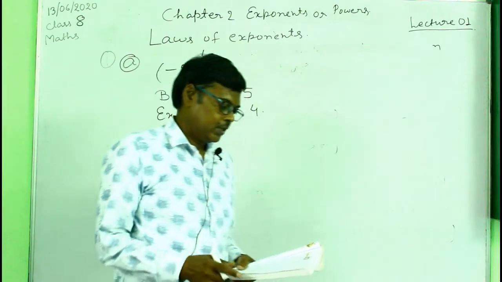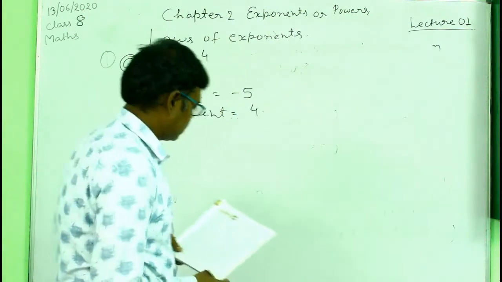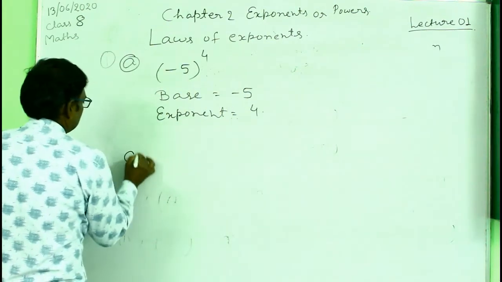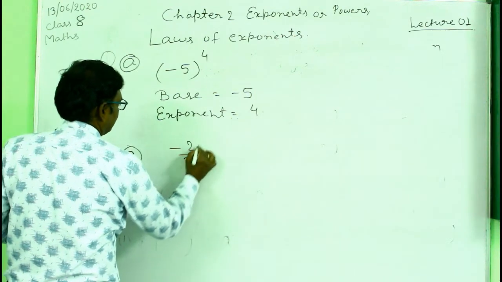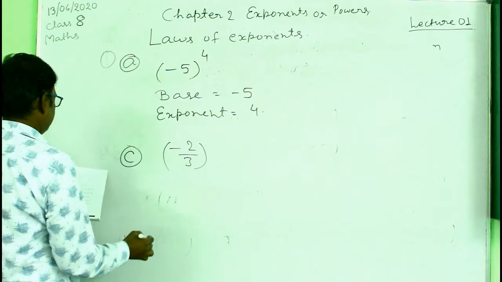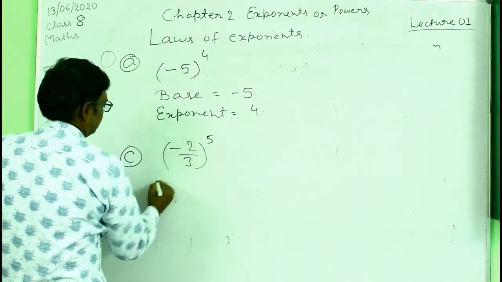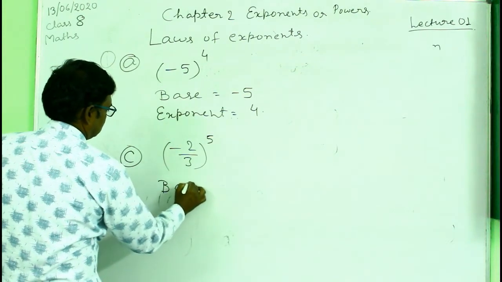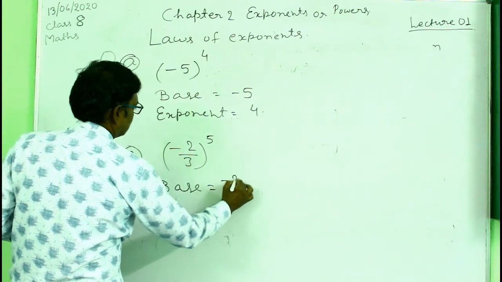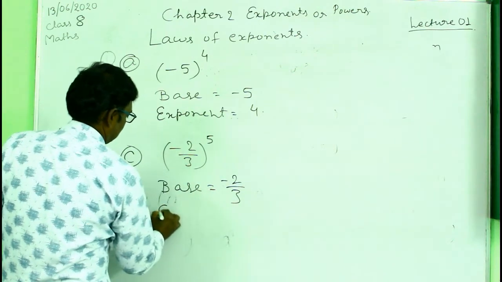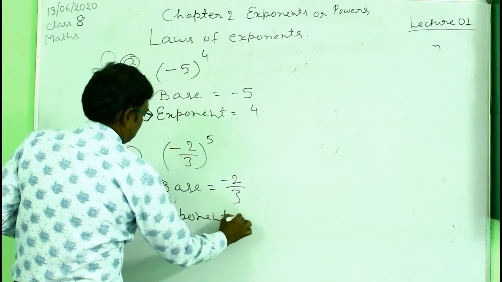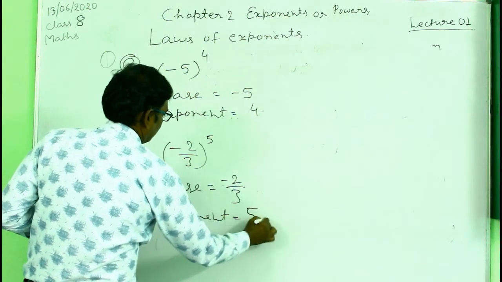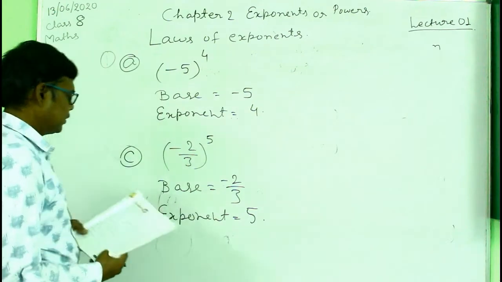In this way you will solve other questions, and here also is question number C. See here, -2 by 3 to the power 5. So here again base equal to -2 by 3 and exponent is equal to 5. So this is the answer.